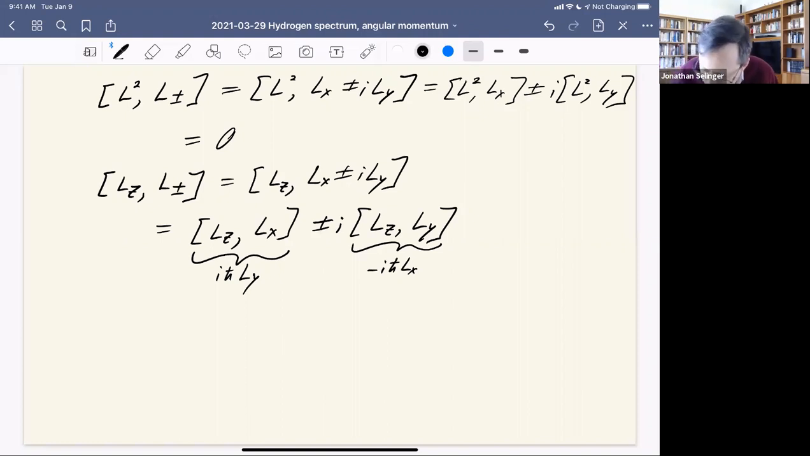So what does this all make? This all makes I H bar Ly plus or minus times I squared. Well, I squared is -1, so it's minus or plus H bar Lx.